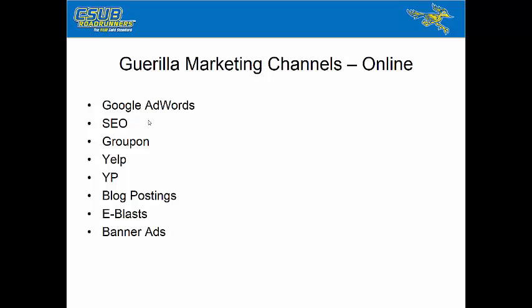And a Google AdWords campaign can be very, very cheap and cost effective. You could even do it for $10 or $50. You set the budget for whatever you want it to be, and it's pretty easy to control. SEO stands for search engine optimization.